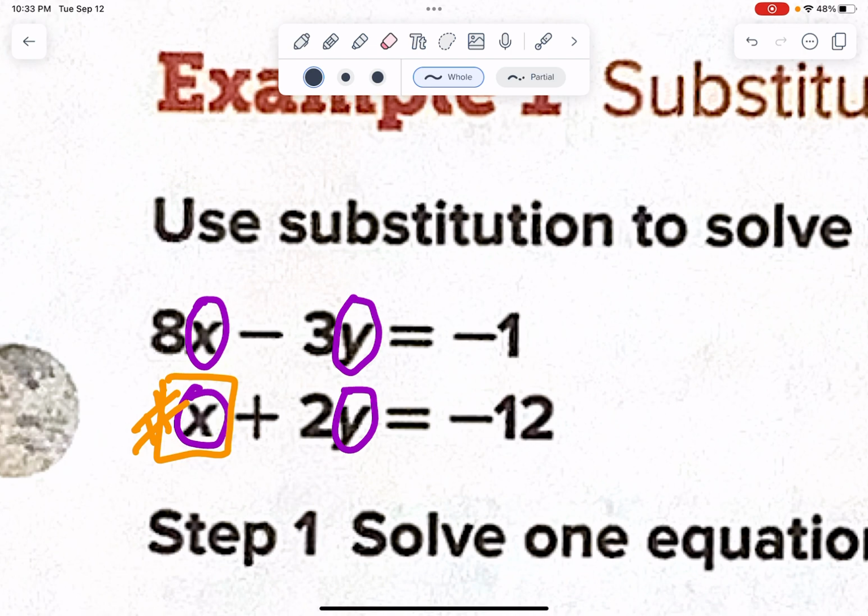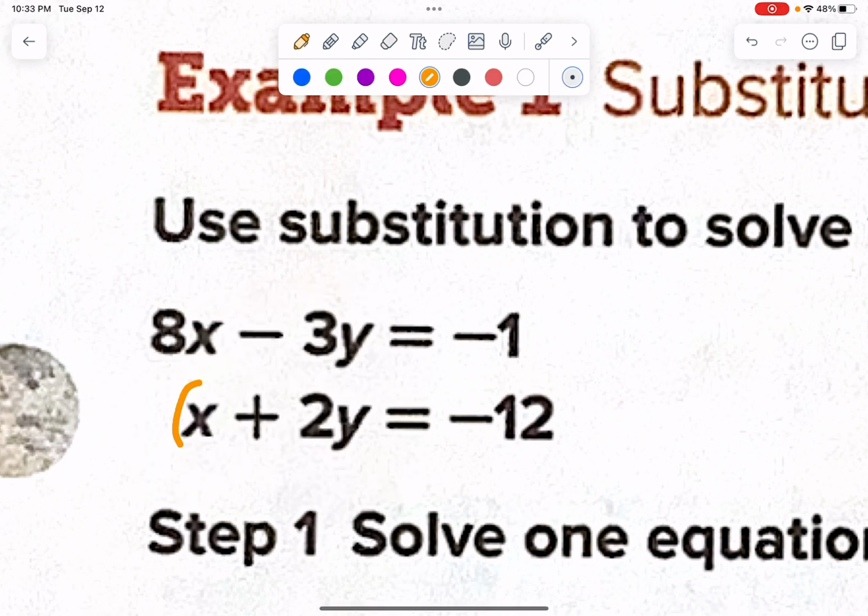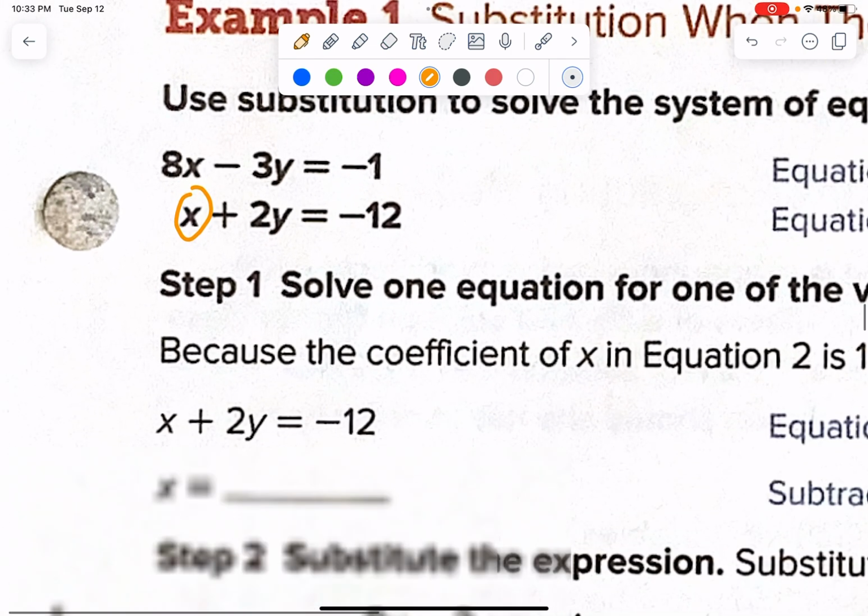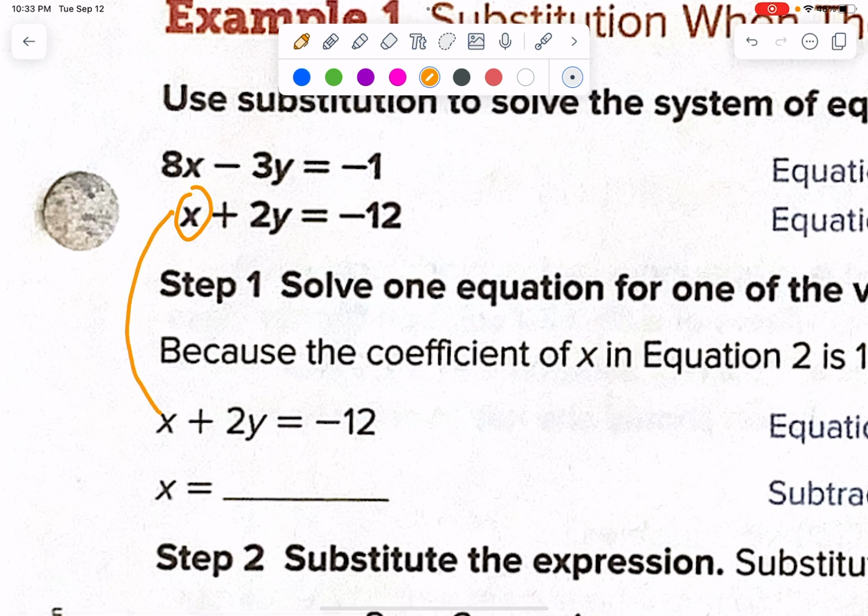So we're going to solve for this x, and that's what they do right here. We're going to follow their steps, and they say, let's solve for that x. If I subtract 2y to the other side, I have x is equal to negative 2y minus 12. So that's what my x is going to be equal to.